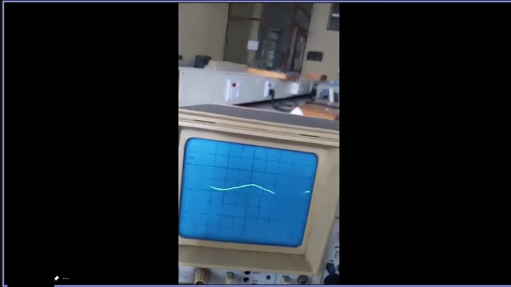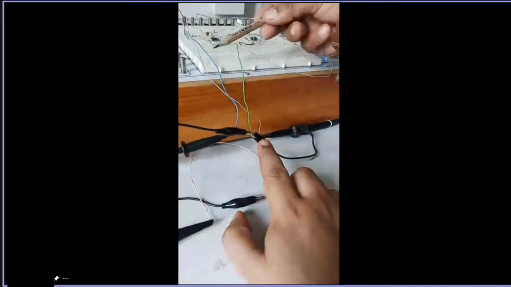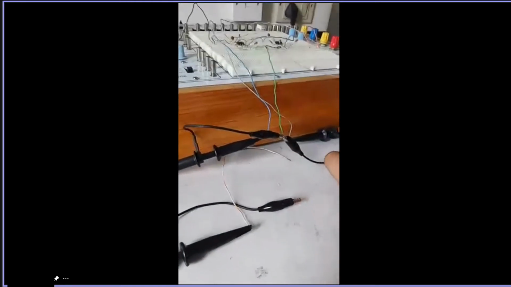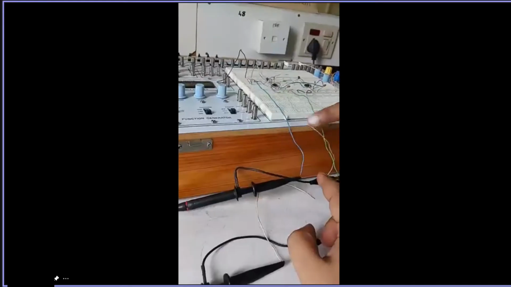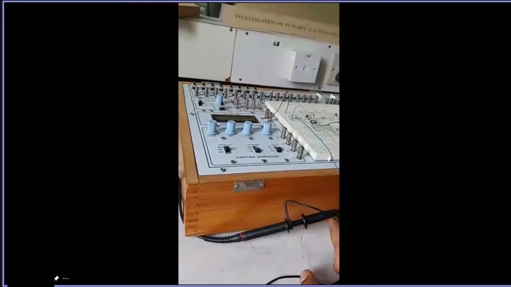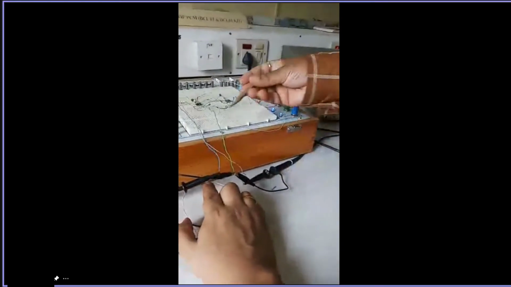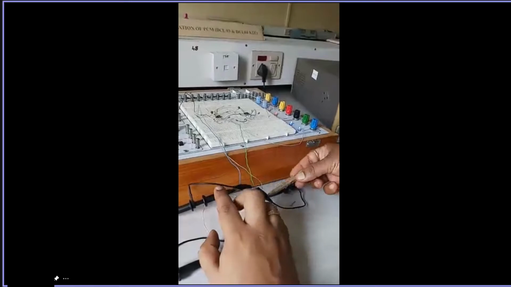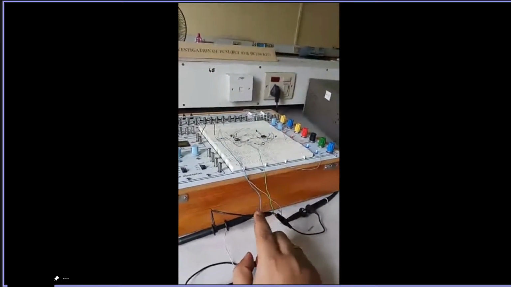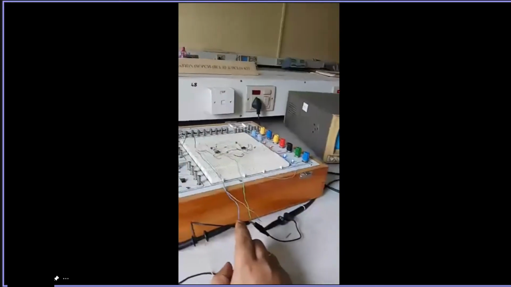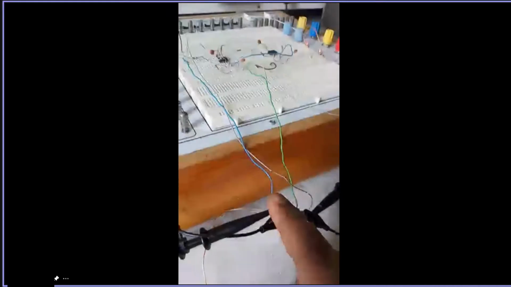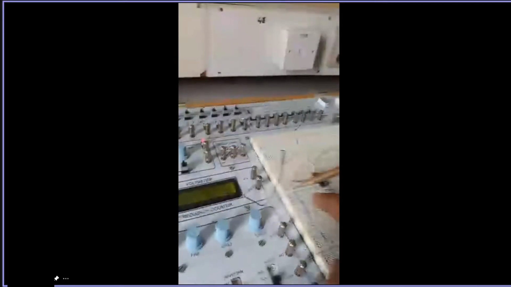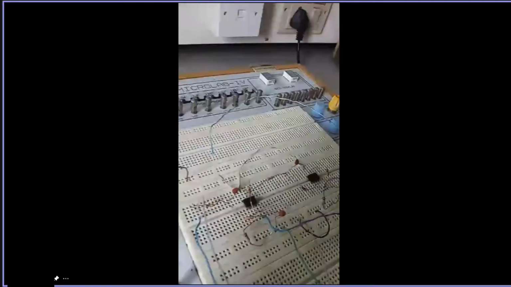So we have provided this as input, right? This is the input we have provided from here. This is where it goes to the CRO, so the same thing is shown on the CRO. We have this arrangement. The same we are taking here, and this is the ground. We collect it here to show you on the CRO. This is the input; you can see the input wire, this blue one, is going in. So we have provided this as input.